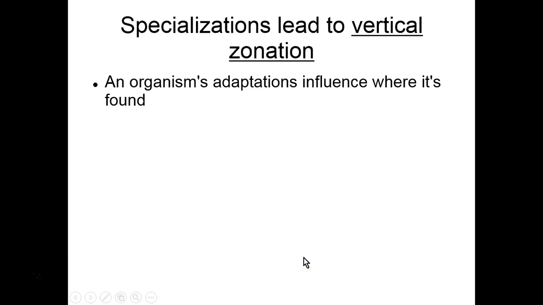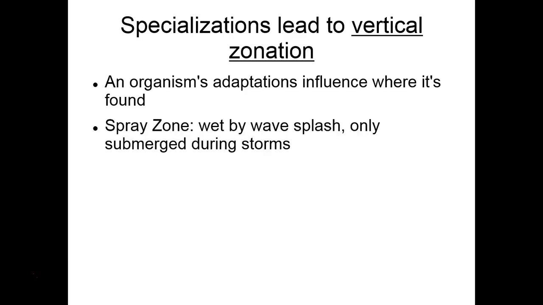Right. Now, it's these adaptations and specializations which lead to actual zones where we can find different types of organisms in the intertidal zone. So, an organism's adaptations influence where it is found. There are different regions in the intertidal zone that are based on how much moisture they get. The spray zone is basically the area of the intertidal zone that's really above the high tide line, and it's basically just wet by wave activity.